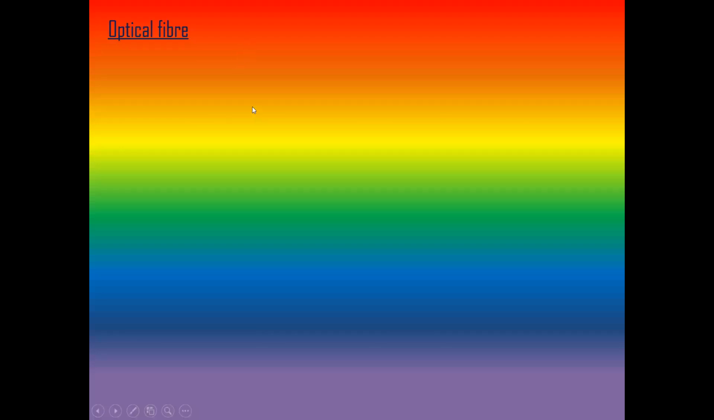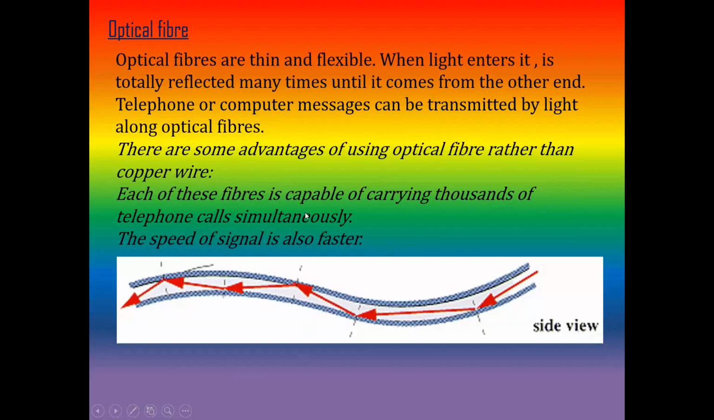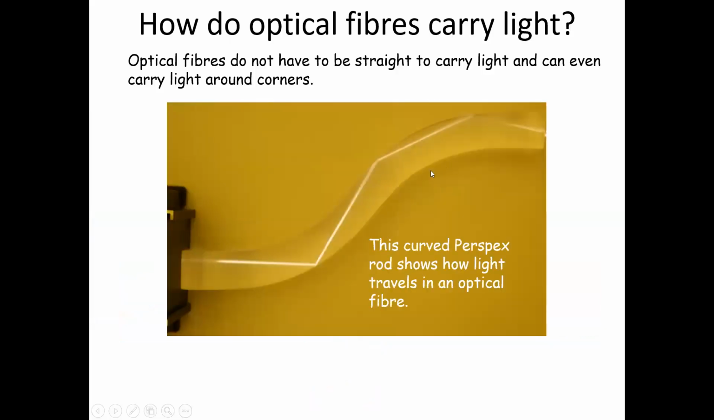Then what is optical fiber or fiber optic, also known as light pipes? This is the optical fiber or fiber optic. It is made up of transparent material. But what happens when the light strikes? The light is in a dense medium.